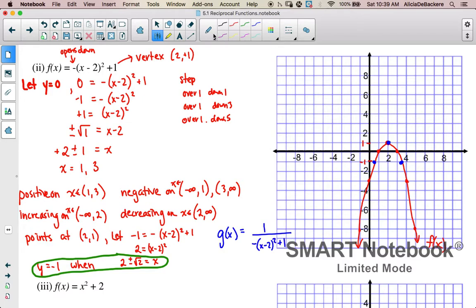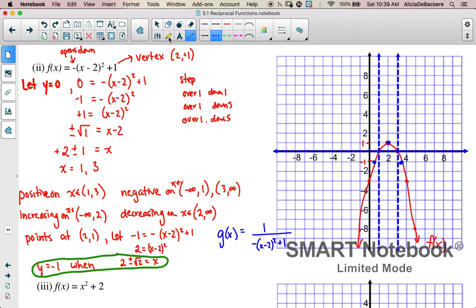To come up with this equation, I'm going to grab my line tool first. I know that for a reciprocal function, the horizontal asymptote is always on the x-axis, and then my vertical asymptotes are going to be wherever the x-intercepts were. So there's the first one, and there's the second one.